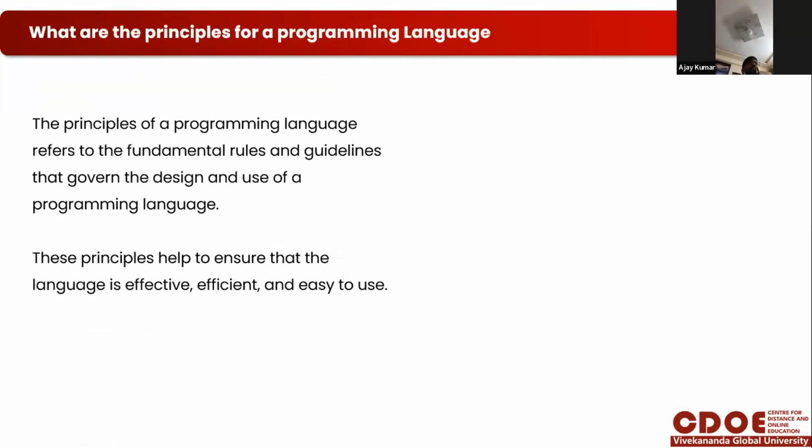So, start with the definition of principle of programming language. The principle of a programming language refers to the fundamental rules and guidelines that govern the design and use of a programming language. These principles help to ensure that a language is efficient, effective, and easy to use.